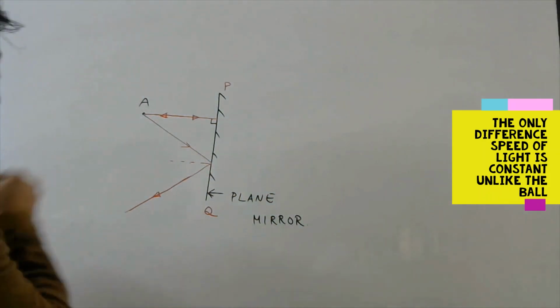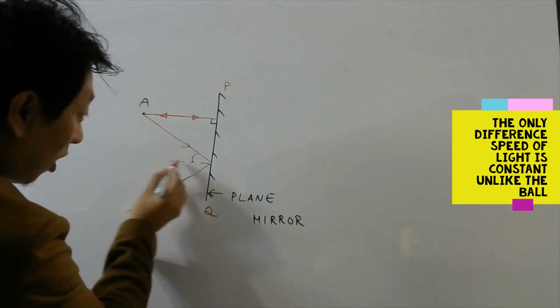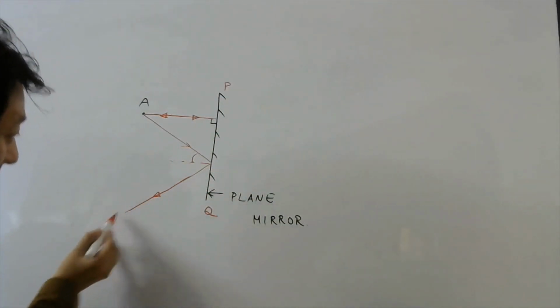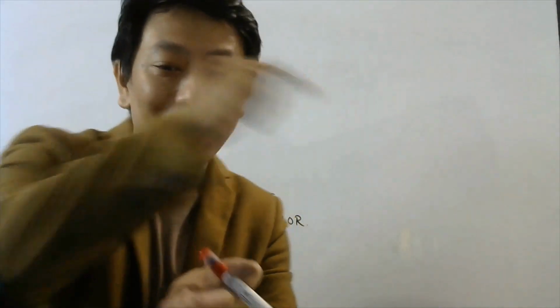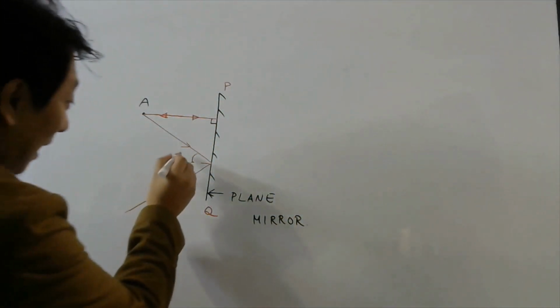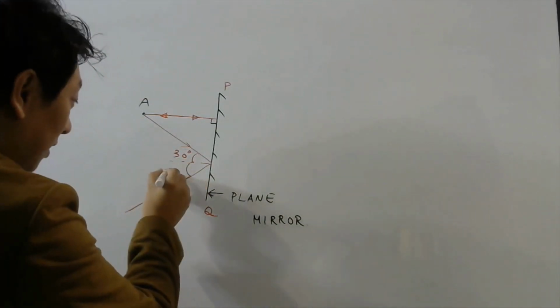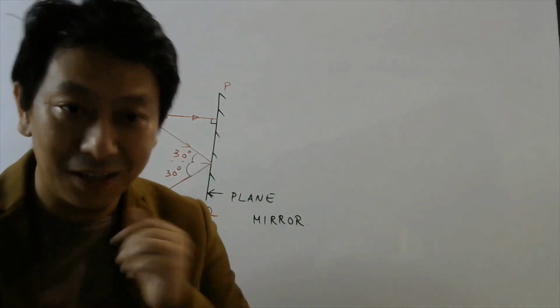Now, if you consider this ray which comes at some angle to the normal to the mirror, then the light will reflect in this direction. This is similar to throwing the ball on a surface at some angle. It goes back in this direction, right? If this angle is 30 degrees, let's assume, then this is also 30 degrees. And this is what we call the law of reflection in physics.